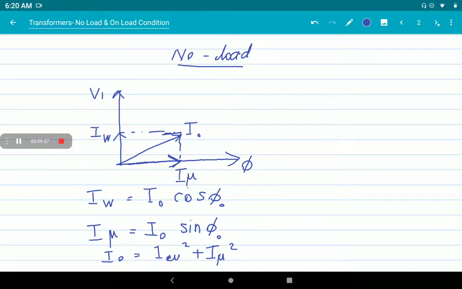Then we have to note that the no load primary current I0 is very small as compared to the full load primary current. When it is loaded, the primary current will increase. Also, since I0 is very small, the no load primary copper loss is negligibly small, so the no load primary input is practically equal to the iron loss in the transformer. So we can consider the copper loss negligible on the primary side under no load condition.